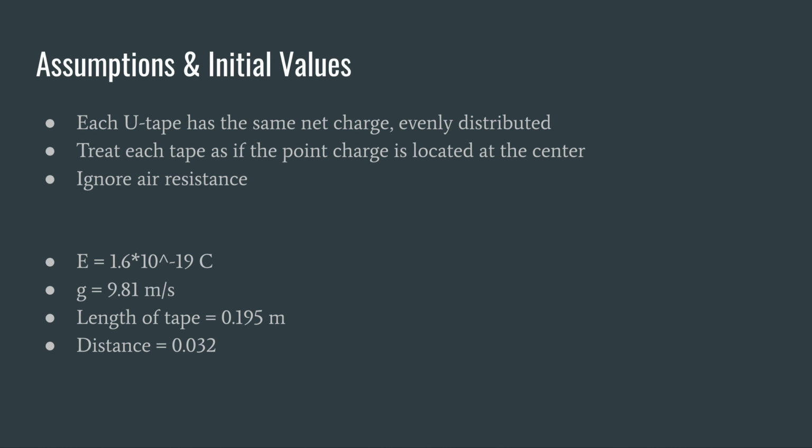So the assumptions and initial values. Here it was assumed that each tape has the same net charge, and that charge is evenly distributed throughout the length and surface of the tape. Each tape was also treated as if the point charge was located at the very center of the tape, and air resistance was ignored. The charge of an electron is 1.6 times 10 to the negative 19th coulombs, and the value of g, gravity, is 9.81 meters per second squared.